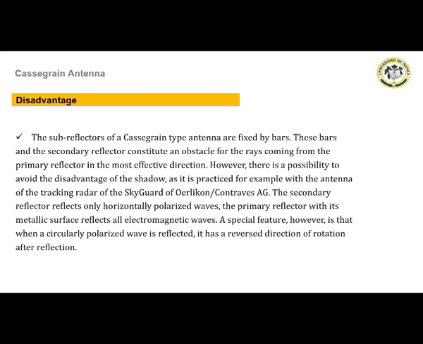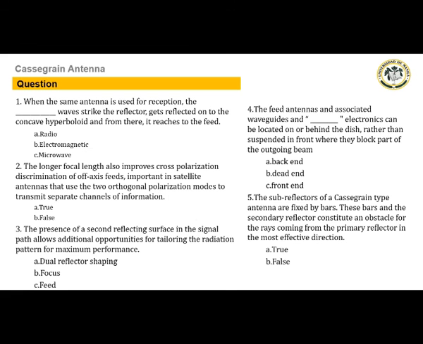The secondary reflector reflects only horizontally polarized waves. The primary reflector, with its metallic surface, reflects all electromagnetic waves. A special feature, however, is that when a circularly polarized wave is reflected, it has a reverse direction of rotation after reflection.